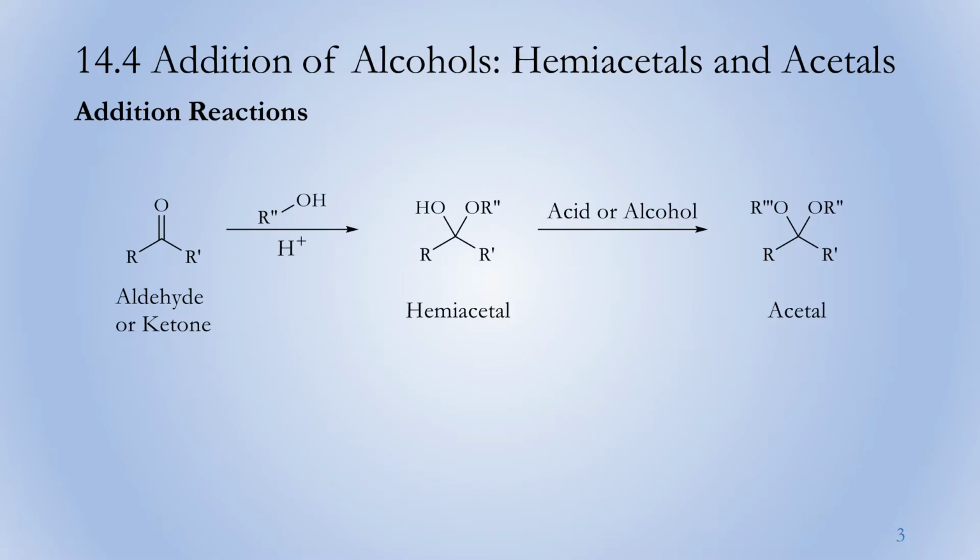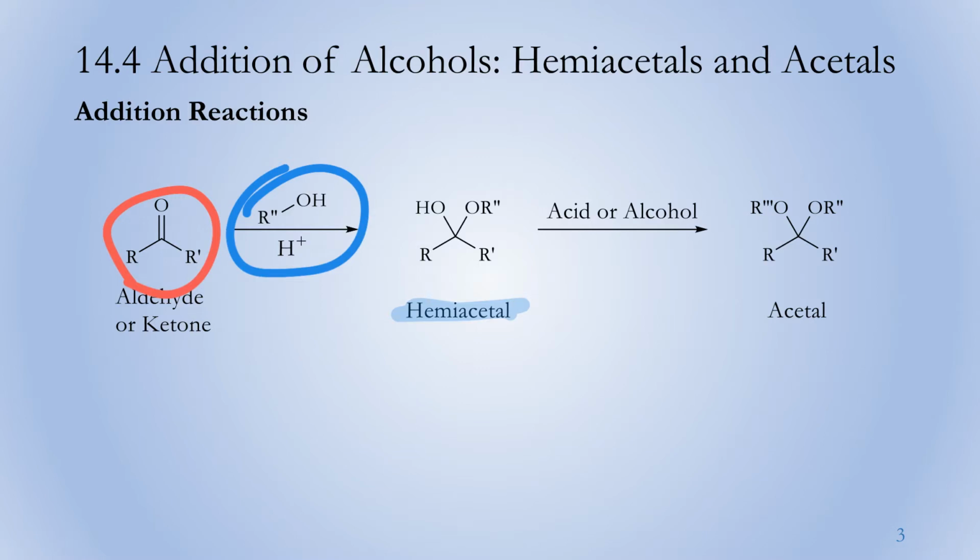And so you see addition reactions for the aldehydes or ketones was not in the previous video, but you can see we have in here something that is an aldehyde or ketone, and it is reacting with an alcohol in the presence of an acid. And when that happens, you get this kind of intermediate product, which we call a hemiacetal right here.